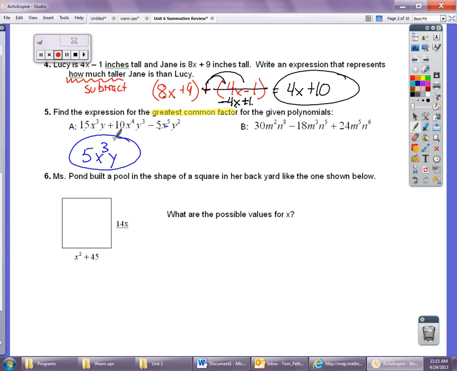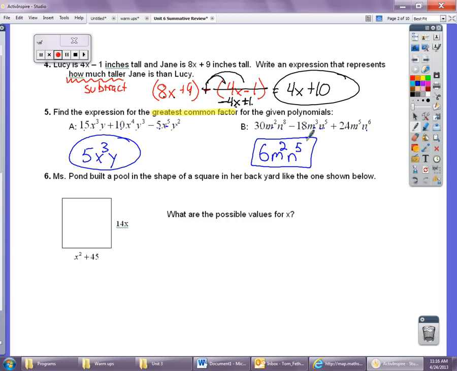Now it just asks us for the greatest common factor. So we don't need the factor. We just need to write the greatest common factor. And letter B, we have 30, 18, and 24. They all have 6 in common. M, M, M, so they all have an M, and the smallest amount of M's is 2. They each have an N, and the smallest amount of N's is 5. So the greatest common factor is 6, M squared, N to the 5th.